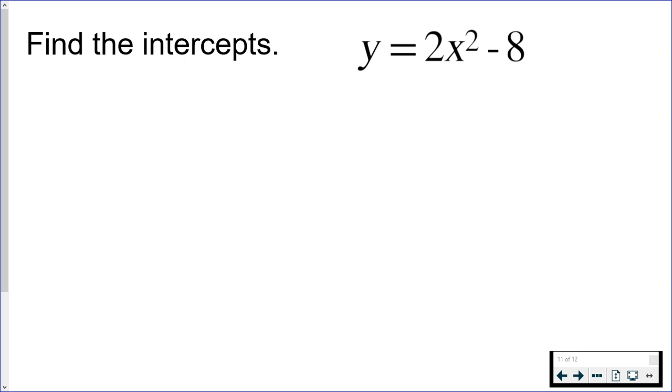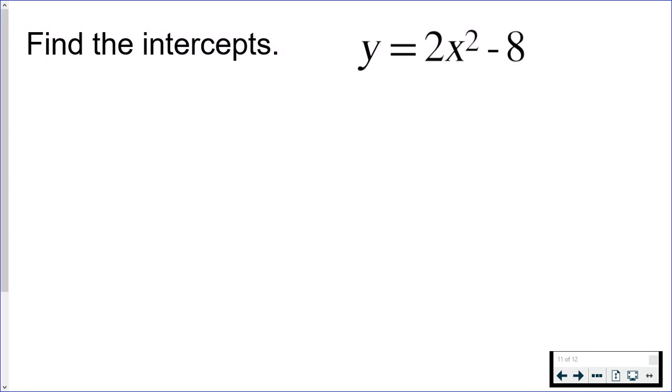We're going to find the intercepts of this equation. This equation is not a line. If you have a highest degree of 2, then that means you have a parabola, which is that U-shaped graph, and it's also known as a quadratic. Now, if you know how to find the x and y intercepts of a line, you already know how to find the x and y intercepts of anything else.